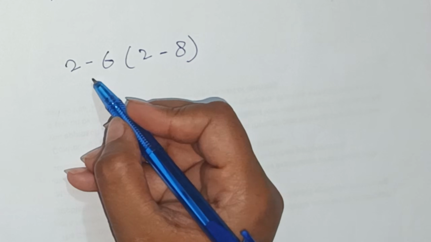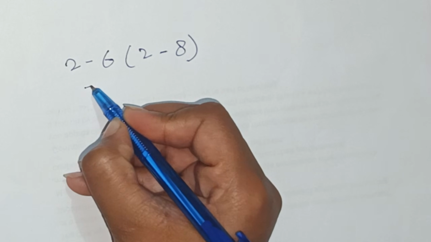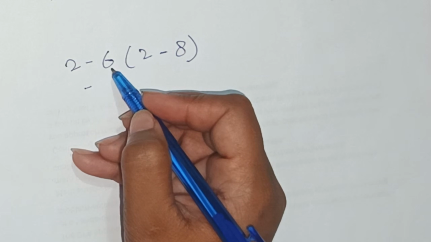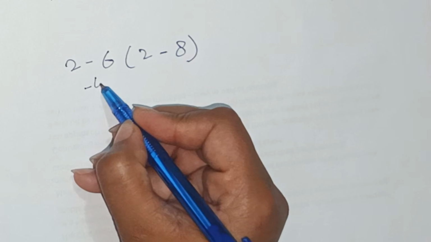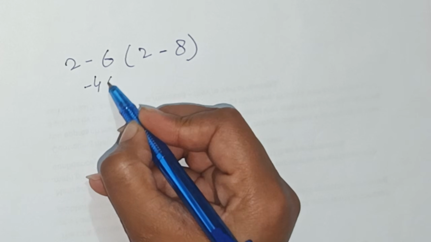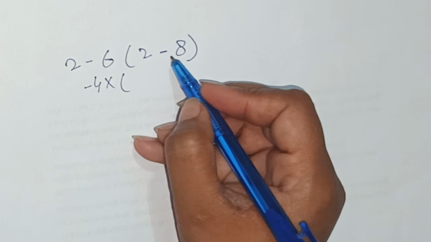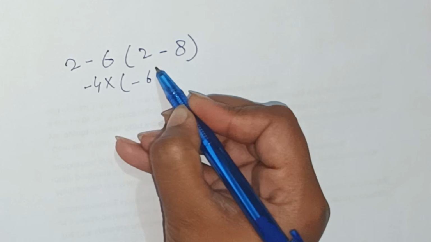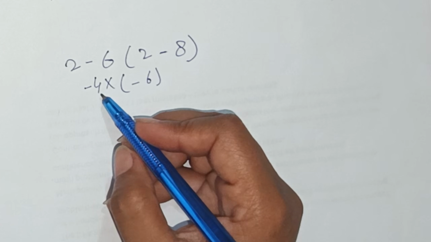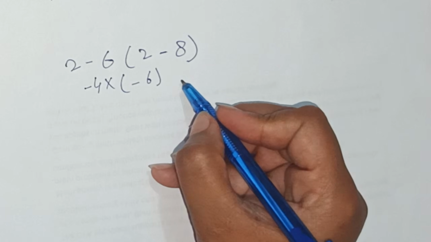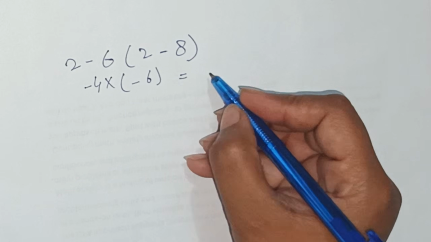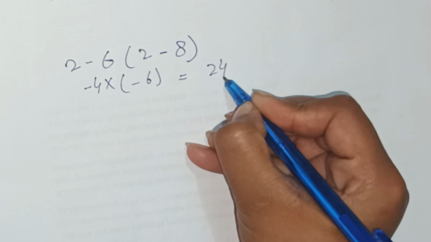2 minus 6, in a bracket we have 2 minus 8. So 2 minus 6 is equal to negative 4. Now look at this part. We have 2 minus 8. This is equal to negative 6. Now multiply this negative 4 by negative 6. Then we get positive 24.